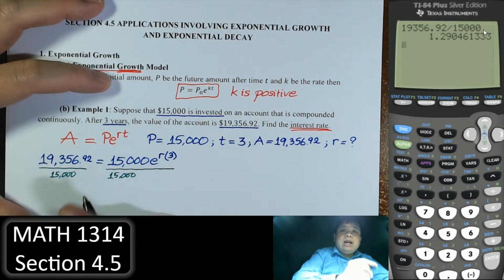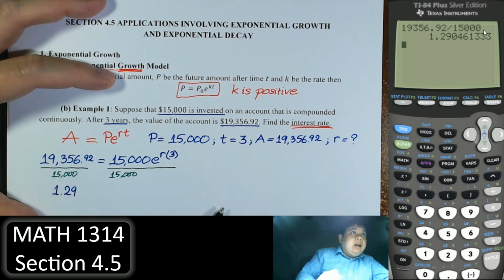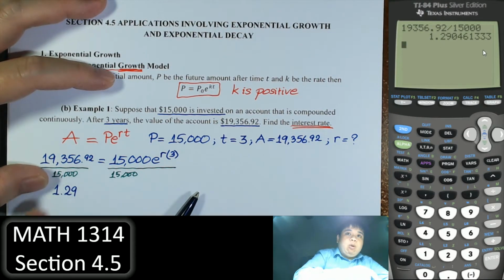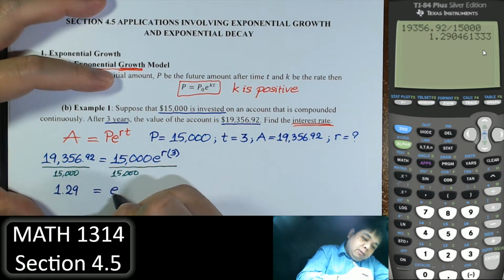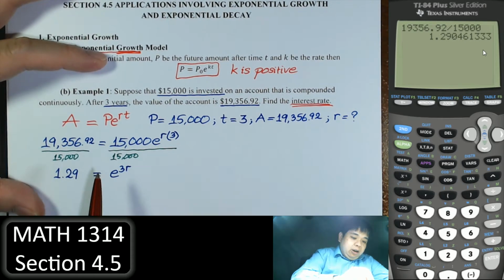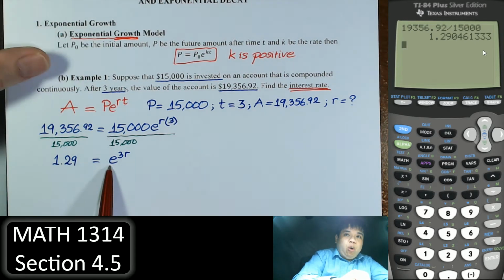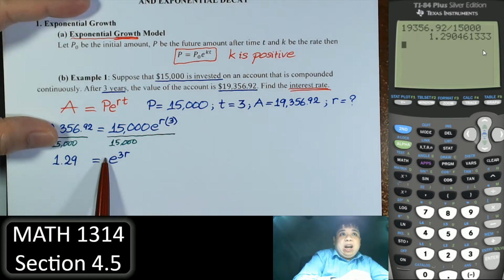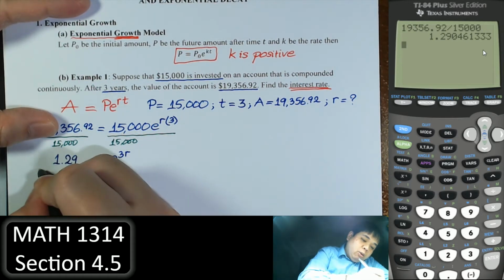I'm going to use all the decimal numbers, but I'm not going to write everything. I'm just going to write 1.29. I'm going to use the whole thing in the calculator, but when I write on the paper, I just want 1.29. 3 times r, 3r. Now, we try to solve for the exponent, a term in the exponent. So exponential equation, pretty much. So we try to get them into the same base. But we cannot. If we cannot get them to the same base, I will take ln on both sides.